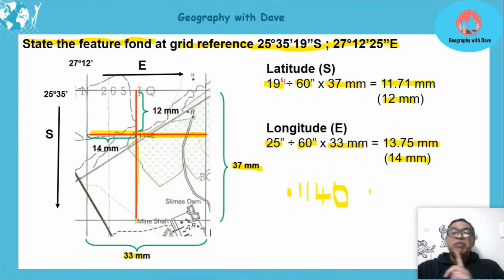Now, just one more thing, learners, please keep it in this order. Show the latitude first and the longitude second. All right, please do it this way. And then you ensure that you put the south and the east. South is referring to your latitudes, and east is referring to your longitudes.